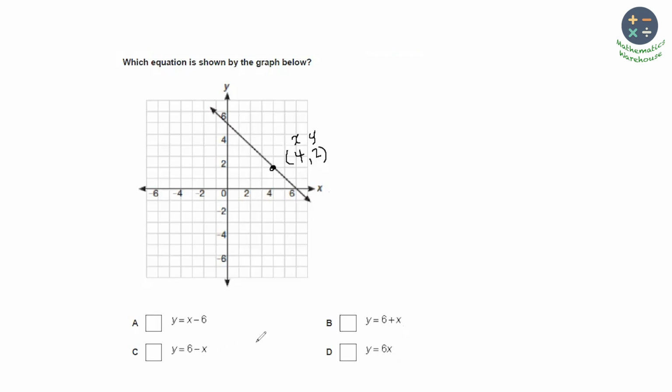Let us take another point and check. For example, this point. This point's coordinates are 6 in x and 0 in y. If you put x equals 6, it will be 6 minus 6, which is 0. So it's right. So the answer here is C.